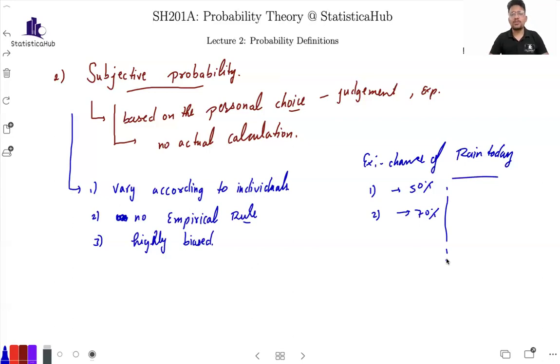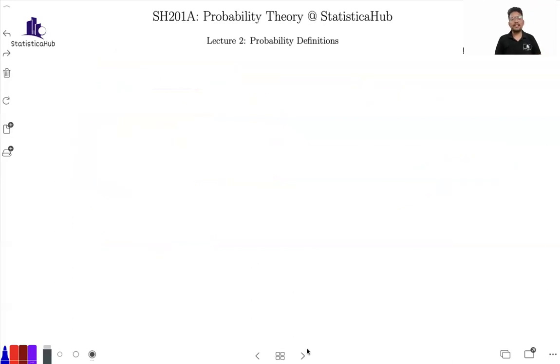Now moving to the more advanced version, where we go for axiomatic probability. That is a very nice concept, and that is how the actual probability is defined, the advanced version of probability that has been introduced in the context of probability theory. Okay, so let's come to the probability.